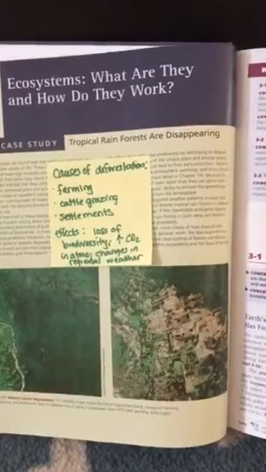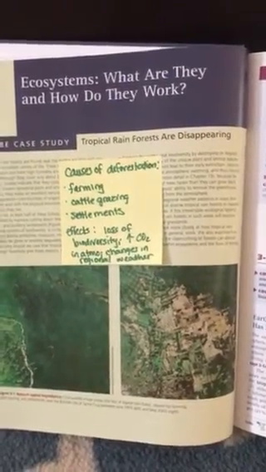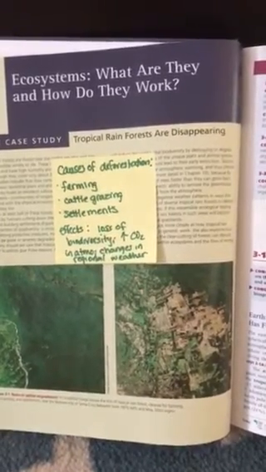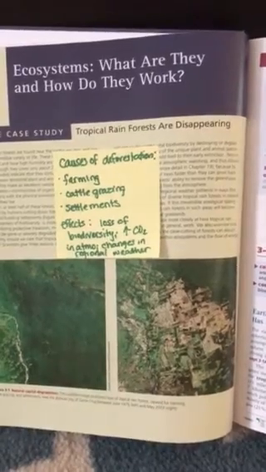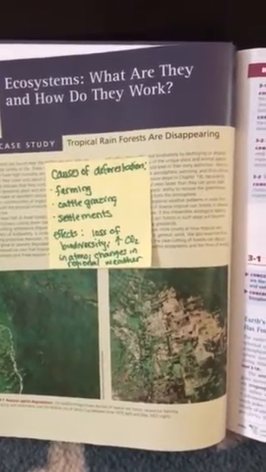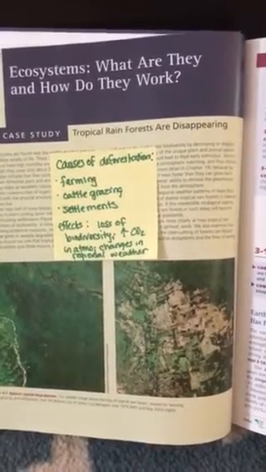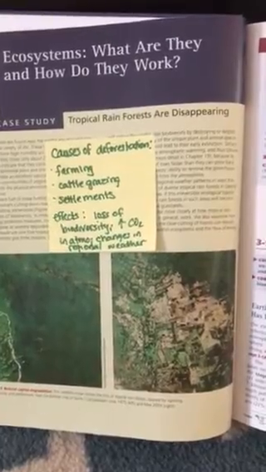The effects of deforestation, particularly in tropical rainforests, are loss of biodiversity, an increase in carbon dioxide in the atmosphere, and changes in regional weather. Our next unit will deal specifically with biodiversity. We'll talk a lot more about those increases in carbon dioxide when we get to air pollution and climate change, and changes in regional weather will come up in our next unit as well.